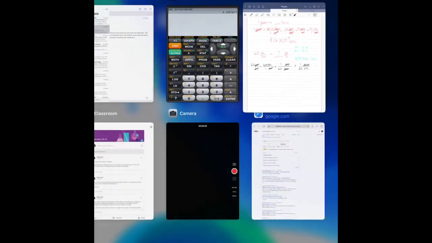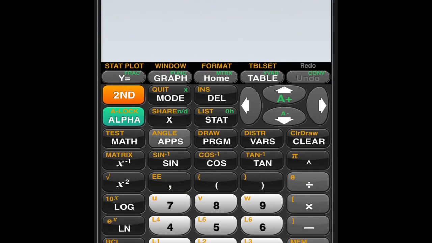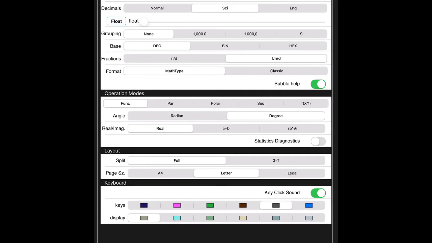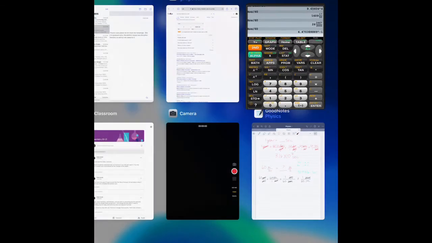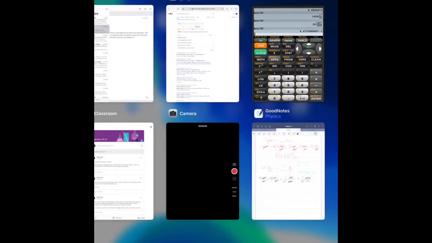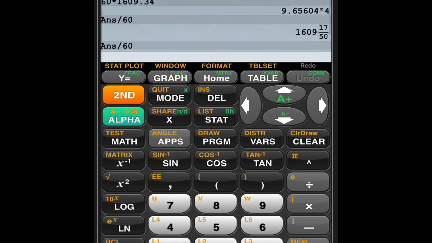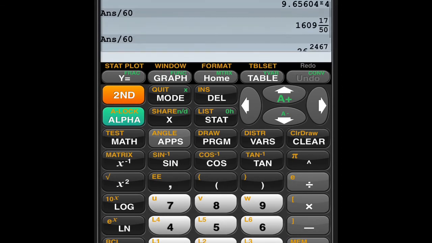Okay, so here's how you put this in the calculator. 60 times 1,609.34. I'm going to go ahead and hit enter, divided by 60, hit enter, divide by 60 again, and hit enter. Why is there a fraction? I don't know why there's a fraction. There it is. Okay, 4.47 times 10 to the negative first. Well, I hope not. Looks like it divided it by 60 again. Let me try this again.